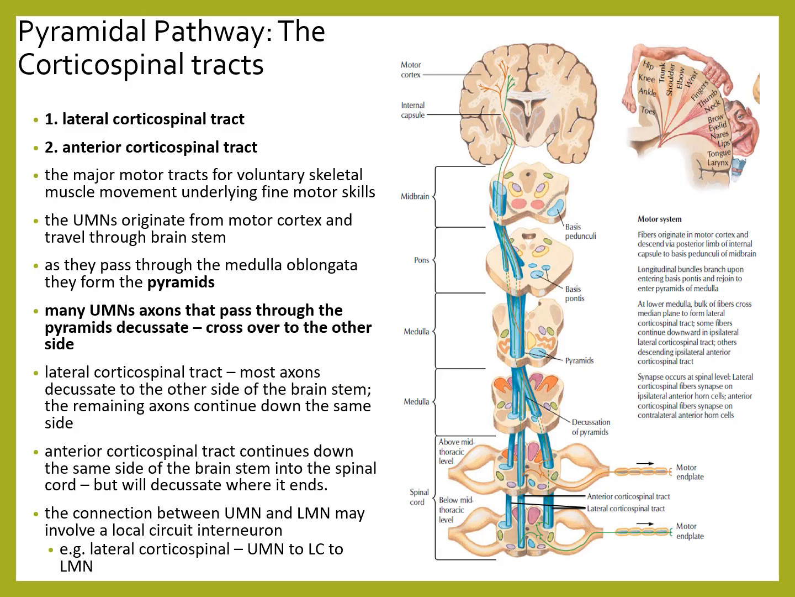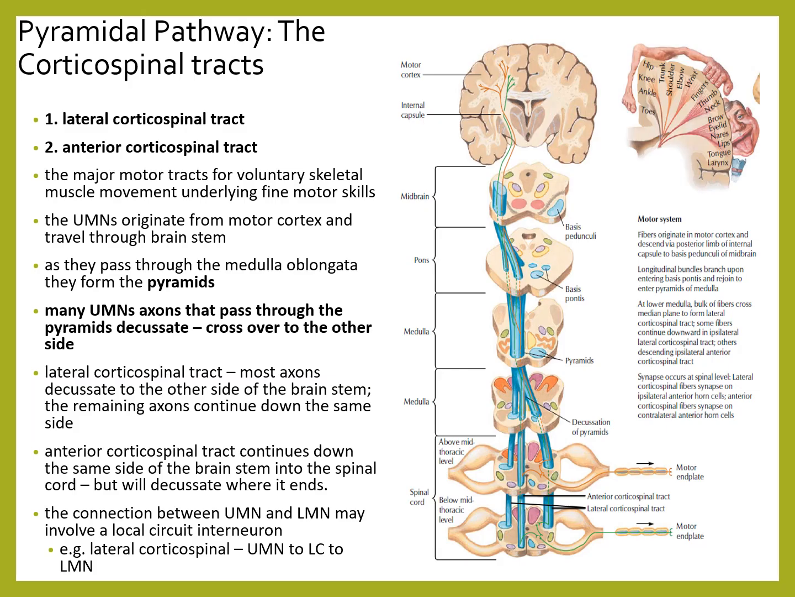Let's take a look at the corticospinal tracts. There are 2 corticospinal tracts. One is called the lateral corticospinal tract, which runs down the lateral white column of our spinal cord. And then we have the anterior corticospinal tract, which runs down the anterior white column of our spinal cord. These 2 pyramidal pathways are the major motor tracts for voluntary skeletal muscle movements that underlie fine motor skills.